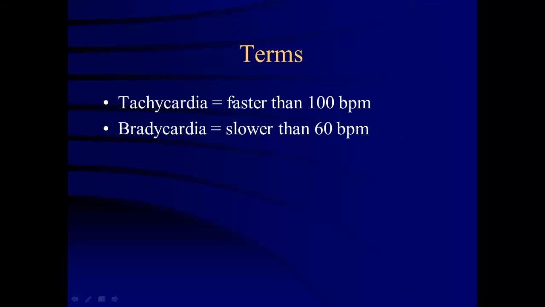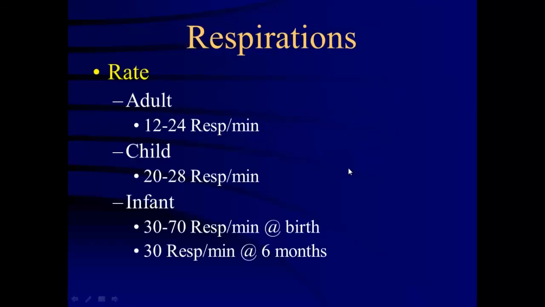So here are a couple terms. Tachycardia, hopefully you can take this apart. Tachy is fast, cardi is heart. So a fast heart rate. We define this to be faster than 100 beats per minute in an adult. Bradycardia is a slow heart rate, and we define that as slower than 60 beats per minute.